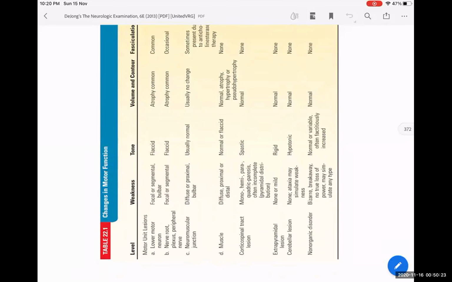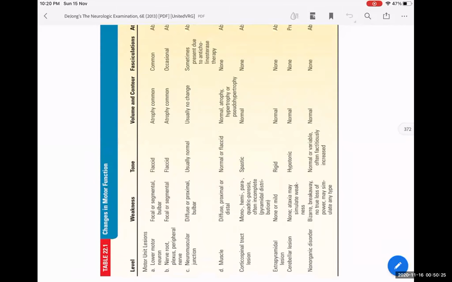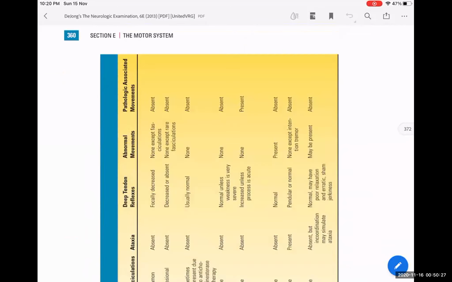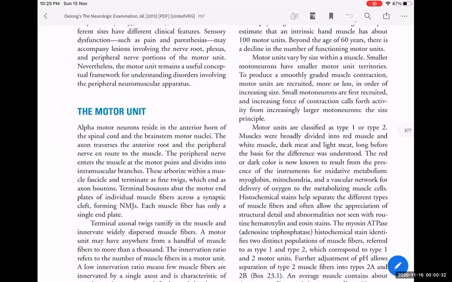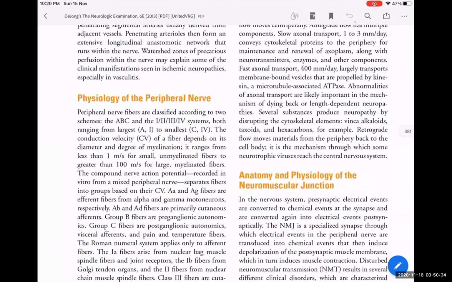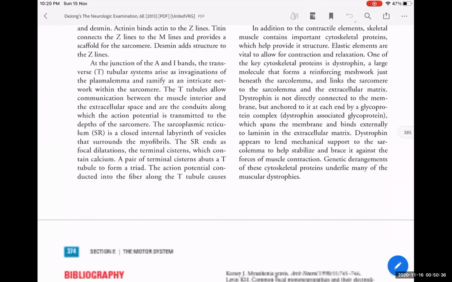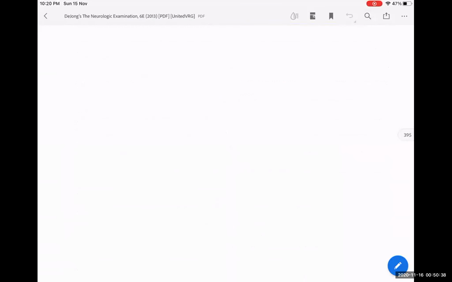Then you'll have facial-brachial monoparesis and all. These are the three tabular columns which I want you to know. So that is from my side. We'll discuss everything in detail regarding the other weaknesses once we go further. So this is one thing I wanted to tell you.